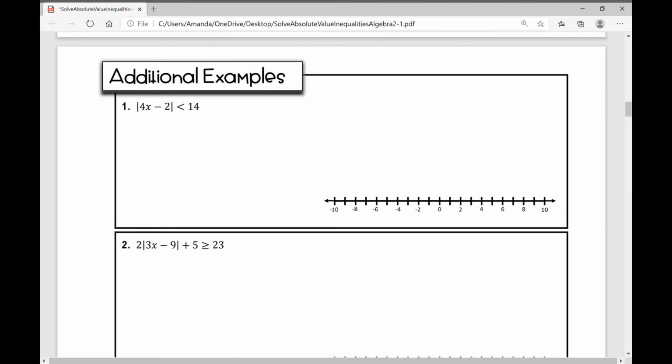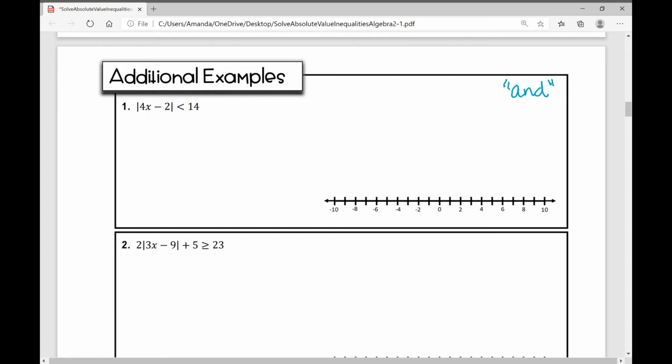In example number 1, I have a less than problem. The absolute value of 4x minus 2 is less than 14. If you refer to your notes, that is going to be an "and" problem. So I'm going to write that word up here just because it helps students a lot. And it's going to be an "and" inequality, an "and" compound inequality.